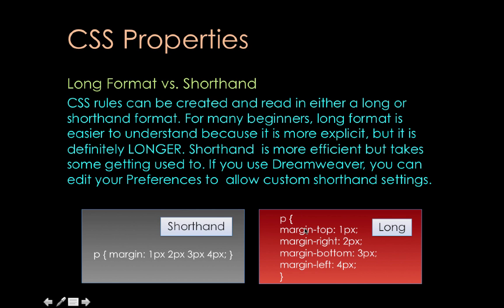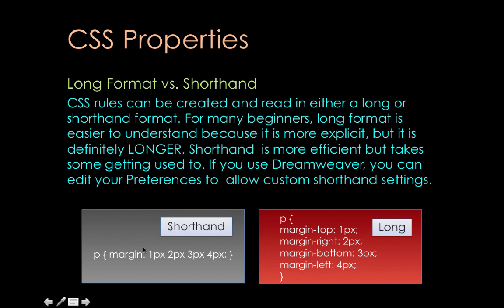If you look at our examples, on the right side we have the long format. In this example, we are styling a paragraph tag where we're giving it a margin all the way around. The longhand would be margin-top, with 1 pixel at the top, margin-right 2 pixels, margin-bottom 3 pixels, margin-left 4 pixels. That's longhand. If you had an entire style sheet of all longhand, it would get very long and heavy.